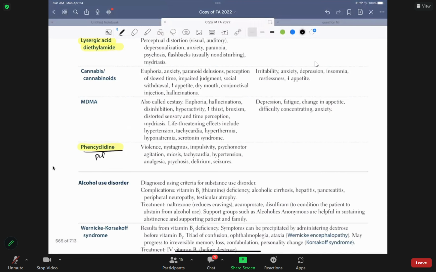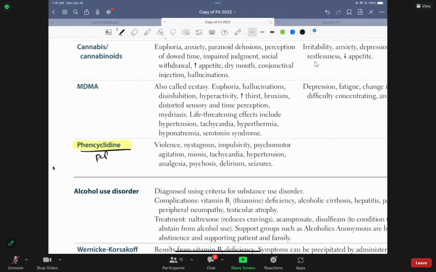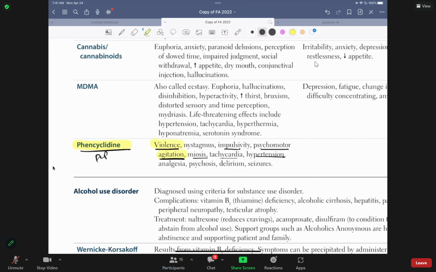All right. So that's that. Next, PCP. When it comes to PCP, it comes on the exam. This person is going to a bar and getting into a fight and all these things. They become violent, folks. Okay, that's important. And agitation. They get this impulsivity that makes them very angry. And psychomotor agitation, miosis, tachycardia, hypertension, but most important is violence and agitation, folks. They always get into fights and stuff.